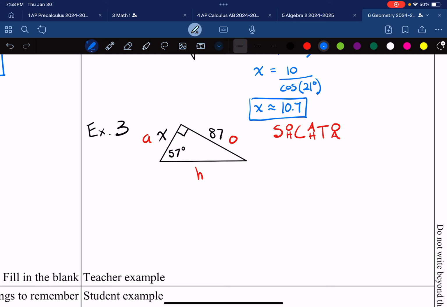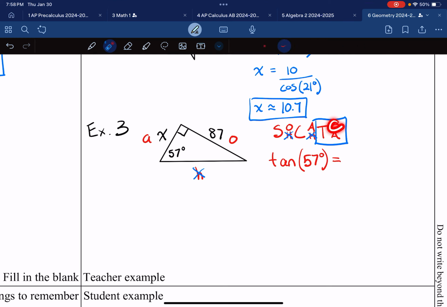So I'm going to cross off the hypotenuse. We're not using it. All these h's we're crossing off, leaving behind the TOA syllable of SOHCAHTOA. So from here, I'm going to write out our trig function. I have tangent of our angle. Our angle in this case is 57 degrees. And that's going to be equal to our opposite divided by our adjacent. So the opposite in this case is 87.